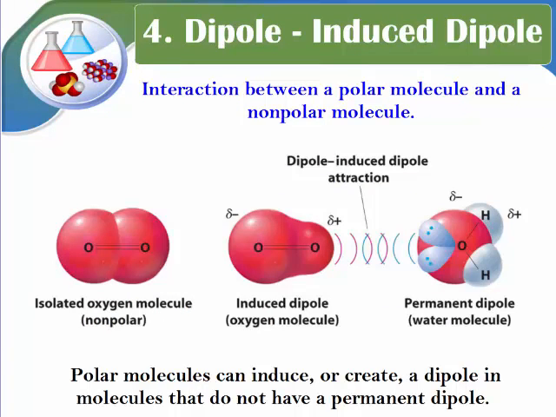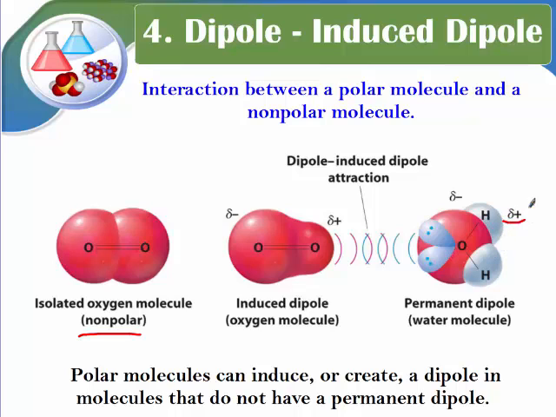Dipole-induced dipole is the interaction between a polar molecule and a nonpolar molecule. So over here we have oxygen, which is nonpolar because the electrons would be shared equally between the two oxygens. But a molecule with a permanent dipole, which is a polar molecule, can induce or create a dipole in molecules that don't have that permanent dipole, such as nonpolar molecules.